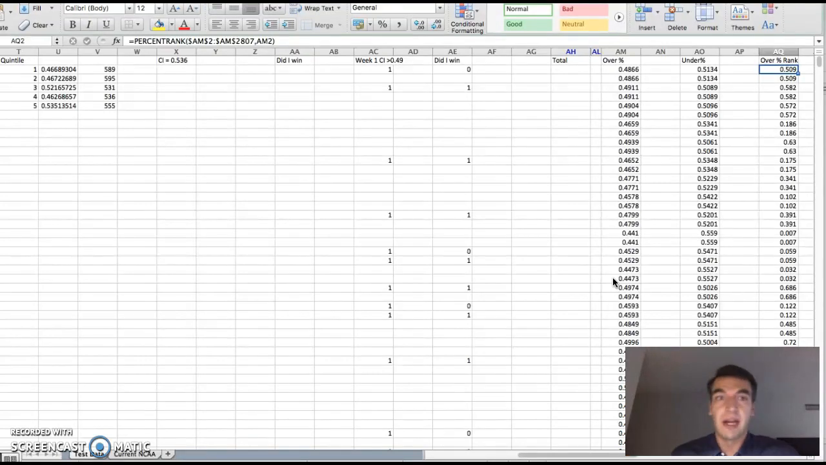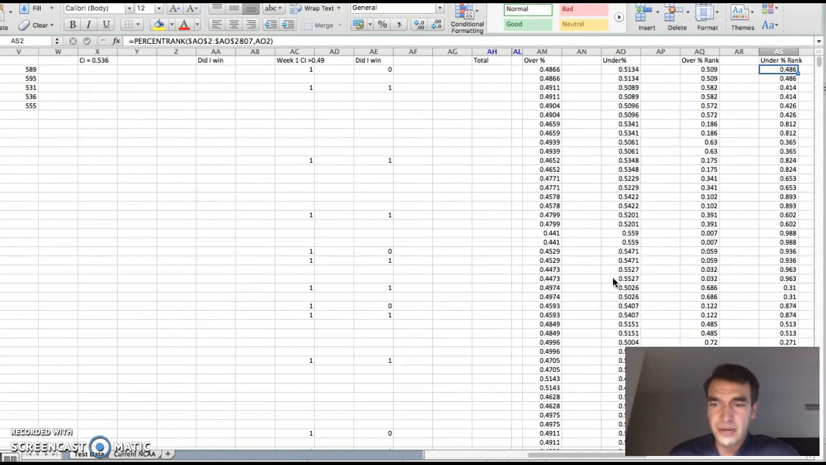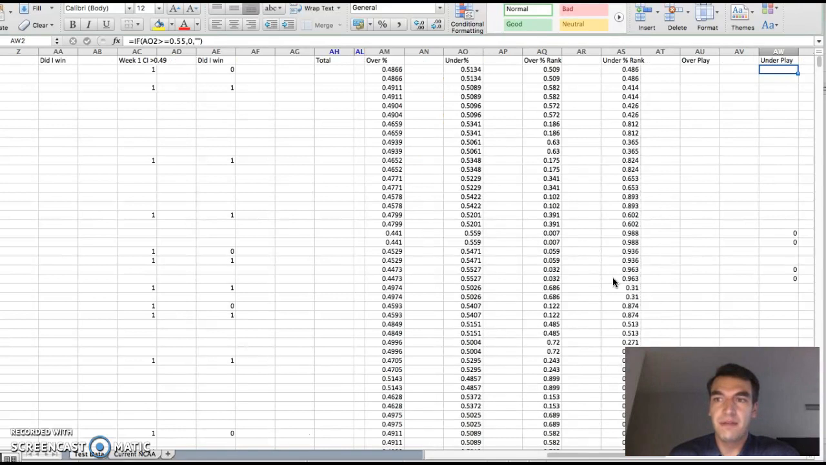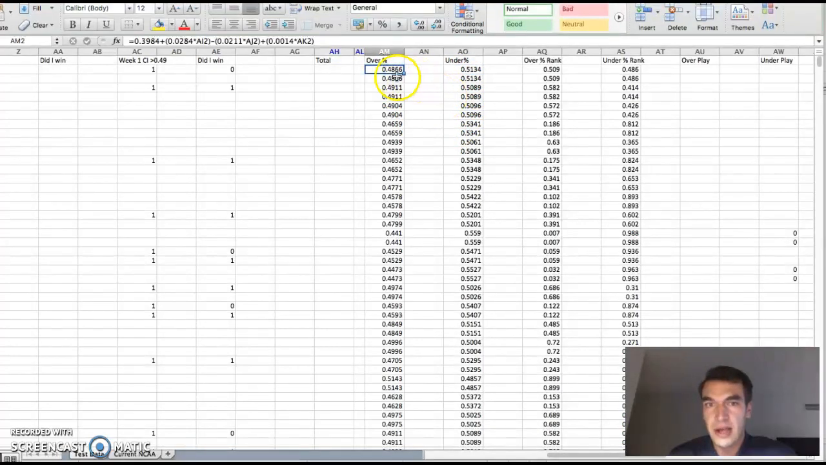Again, we take the percent rank of the over, take the percent rank of the under, and if it's above 52.5% on the over, we're going to play the over. And if it's over 55% on the under, so again, these boxes, over 52.5% for the over, it would show up as a 1 there. Over 55%, it would show up as a 0 here because in the system, 1 is over, under is 0. So that's how that shows up.